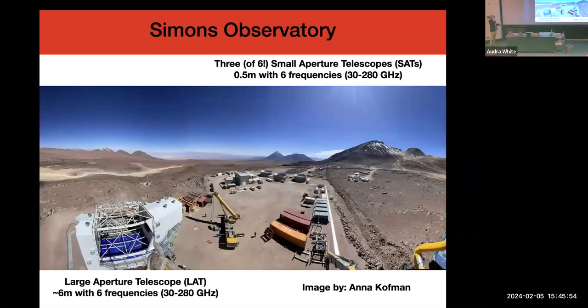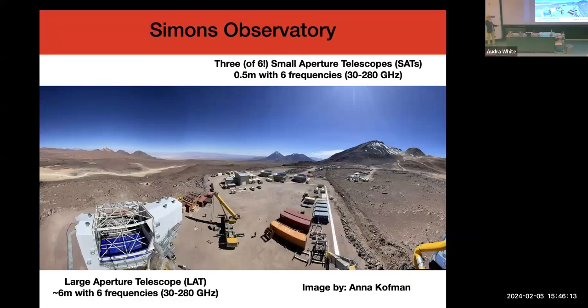The other experiment that I will talk very shortly about is the Simons Observatory. This is a new experiment that's actually being built on the exact same place where the Atacama Cosmology Telescope was built. This photo is now quite old, and the construction of this is well on its way, and we expect to have first light hopefully later this year.